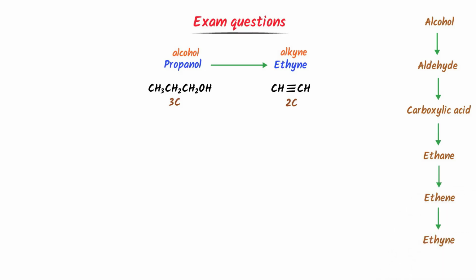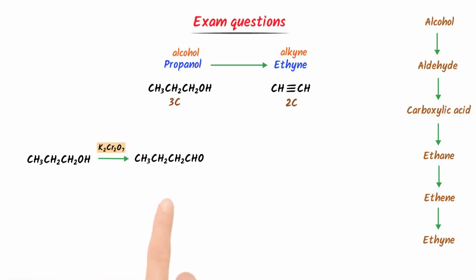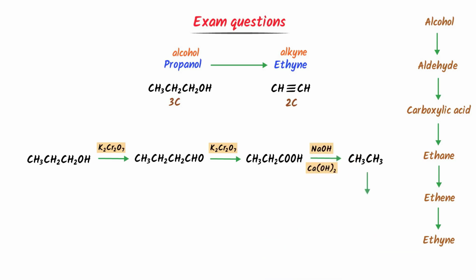For example, I write here propanol. I oxidize it to aldehyde. I oxidize aldehyde to carboxylic acid. I add soda lime to carboxylic acid to break it to ethane. I activate ethane to ethyl chloride.